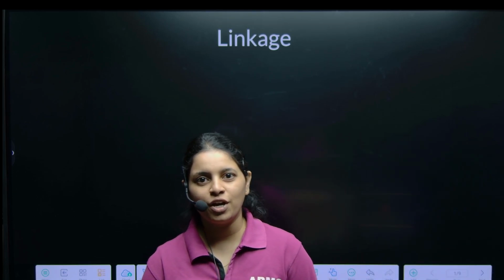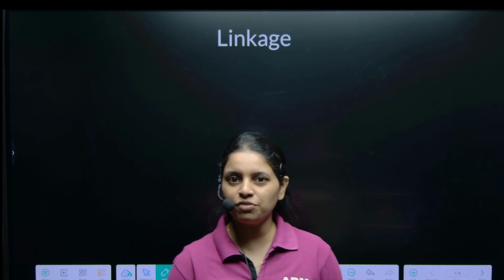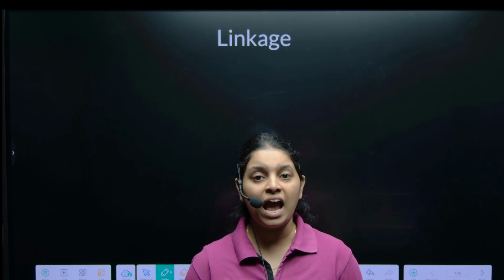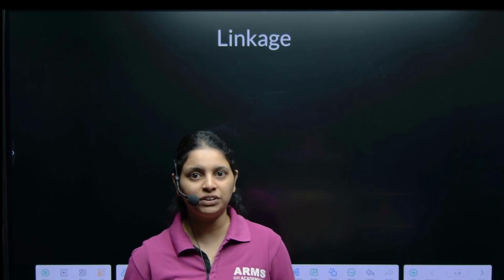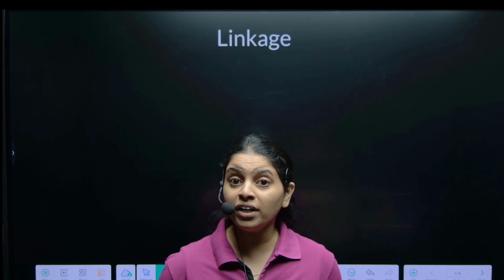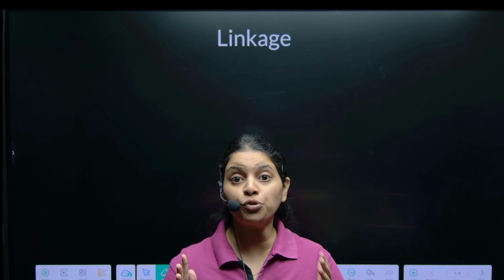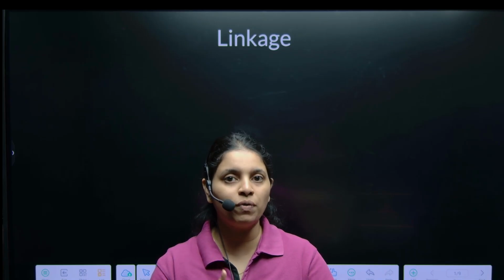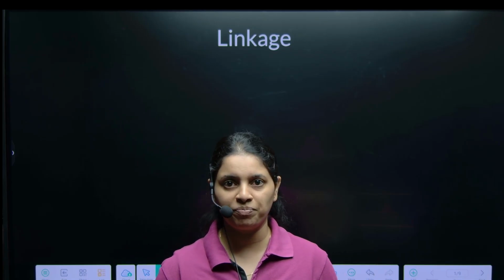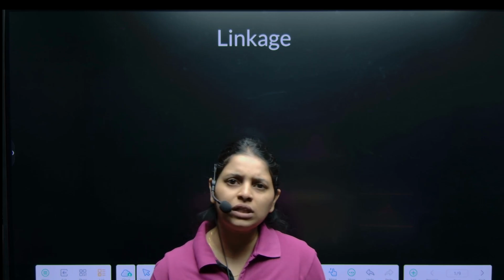Hello everyone. Today we will study what is linkage. In the last lecture we studied the dihybrid cross, and based on the dihybrid cross we studied the law of independent assortment. According to the law of independent assortment, we have seen that two different genes, which are controlling two different characters, always assort independently, right? But is this applicable to all the genes?